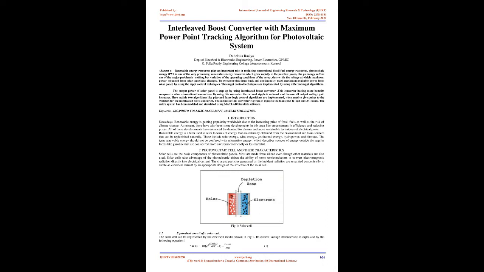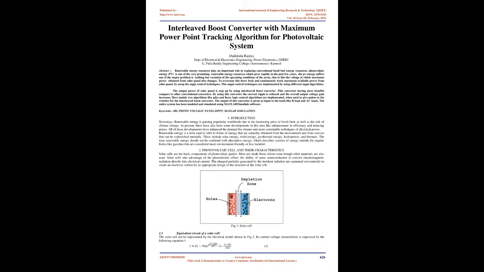The output power of the solar panel is stepped up by using an interleaved boost converter. This converter has more benefits compared to other conventional converters. By using this converter, the current ripple is reduced and the overall output voltage gain increases.